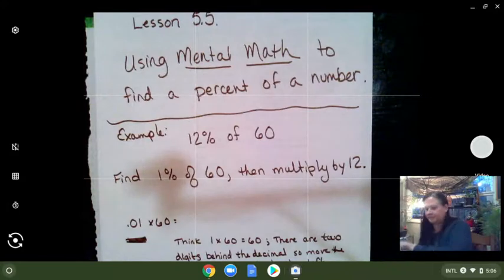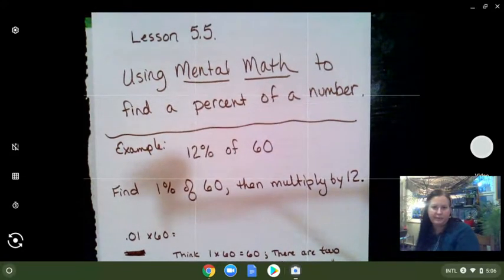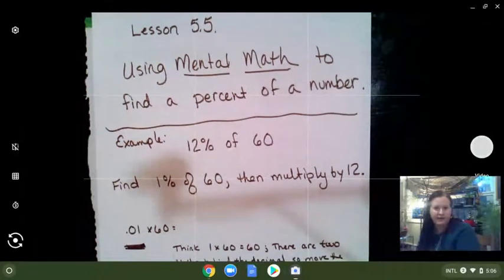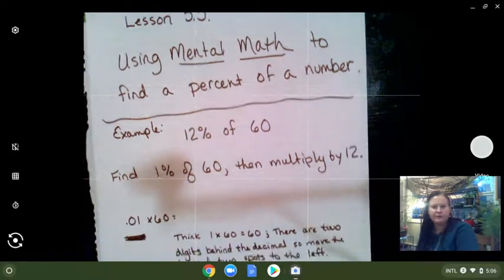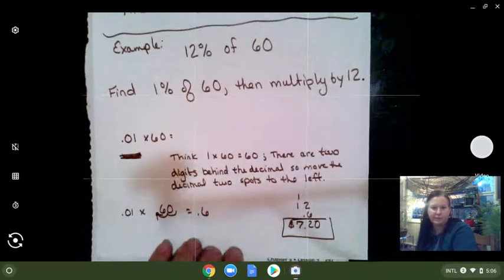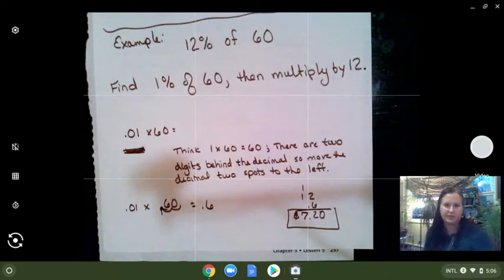Okay. On this page, we're going to be working on mental math to find a percent of a number. We started this the other day. We were doing 10% and then doubling it. This one we're going to find 1% and then we are going to multiply by the percentage. So it's just another way of finding the percent so you can do it in your head if you're at the grocery store. I'm going to pause this, have you pause this here and write this down.